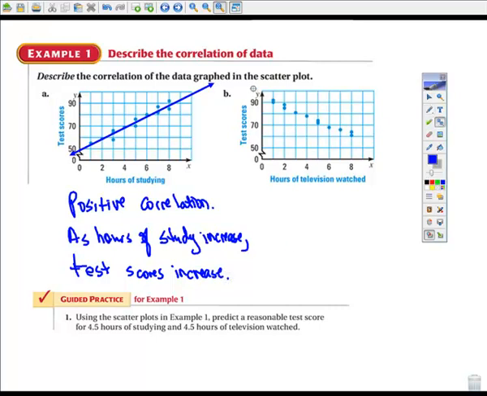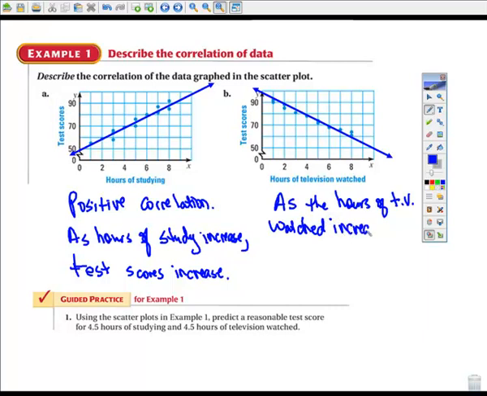And this next one, it looks like there's a negative correlation. And this one is as the hours of television watched increase, I'm just going to put TV, the test scores decrease. So here we would say this one has a negative correlation.